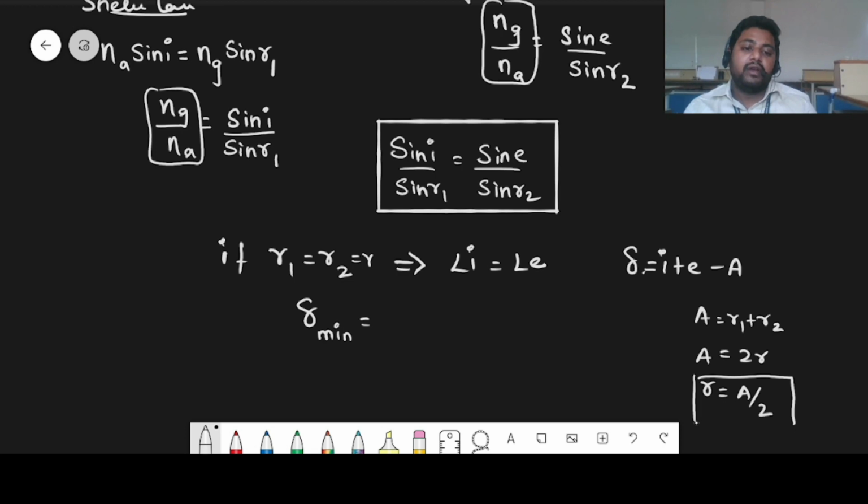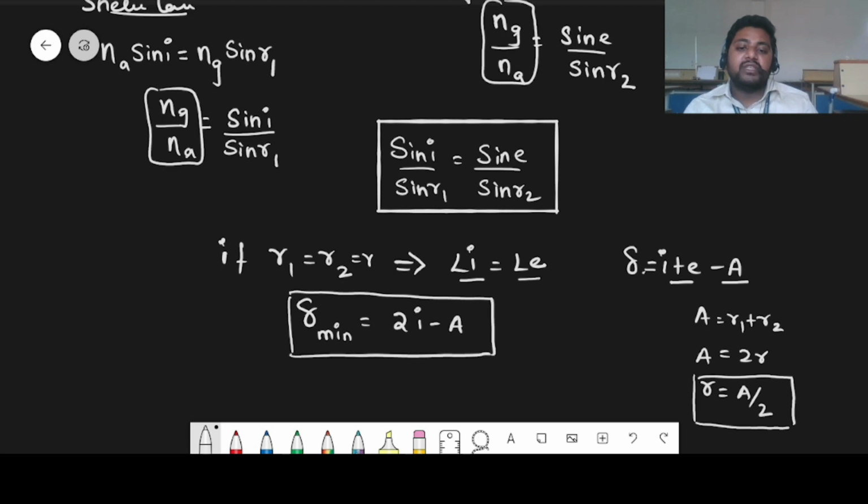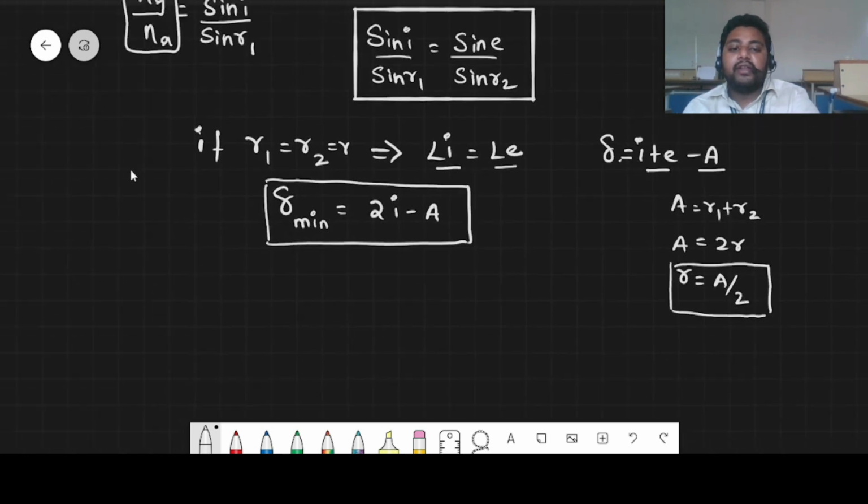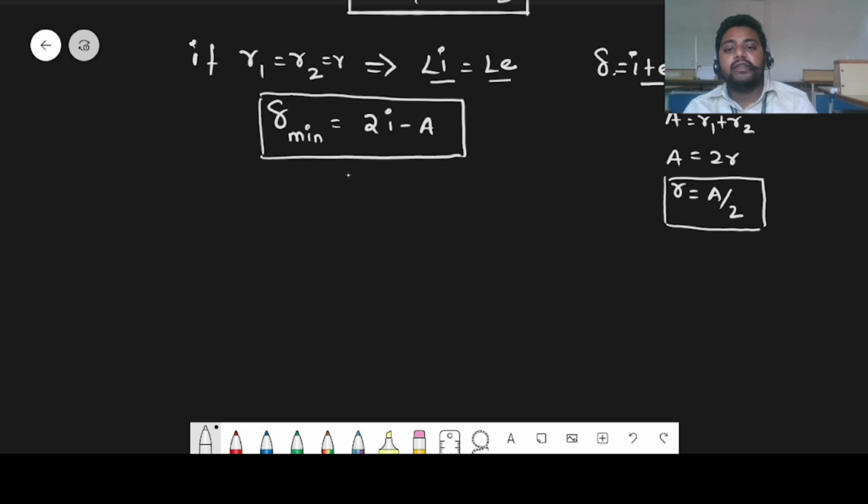This is one formula. Now the angle of minimum deviation, I plus E minus A. You can write I and E both are equal. So 2I minus A can be written here. So this is the angle of minimum deviation. From this condition, if we are trying to find the angle of incidence, what is the angle of incidence if you are trying to analyze? So δ minimum plus A by 2 will be equal to the angle of incidence.